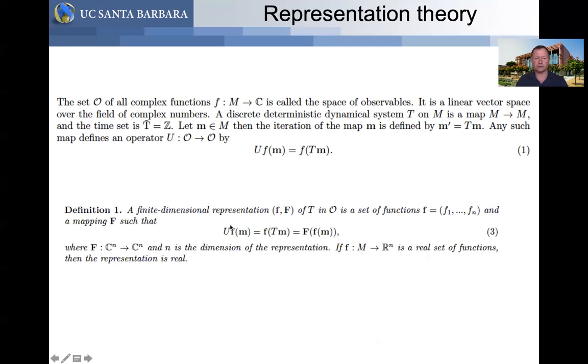And so here is the definition for representation. If we can find a finite set of functions, labeled by boldface f, and capital F is a map such that the action of U, the operator, on f is exactly the same as applying a possibly nonlinear map, capital F, on the set of functions f, evaluated at the same point. So this set of observables f and the map capital F is the representation. If that's a real set of functions, then the representation is real.